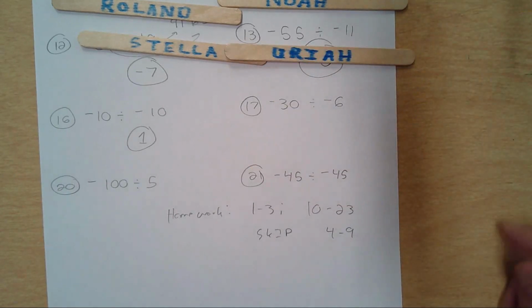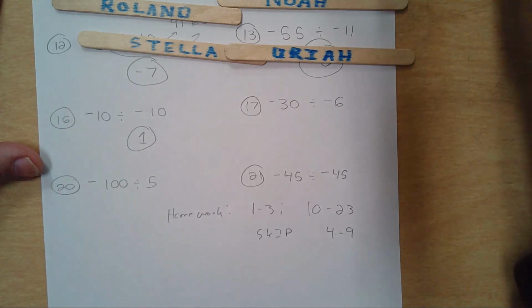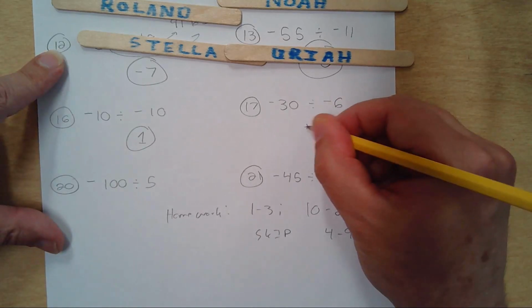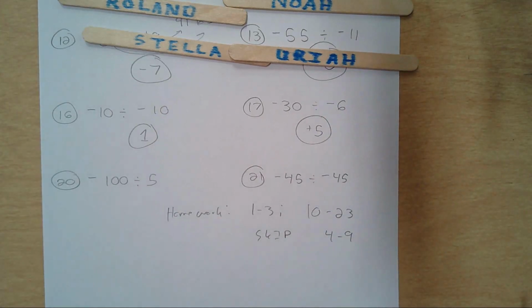17, Uriah. 17. -30 divided by 6. By -6. Yeah, divided by -6 equals +5. Positive 5, right. 30 divided by 6 is 5. Even number of negatives.